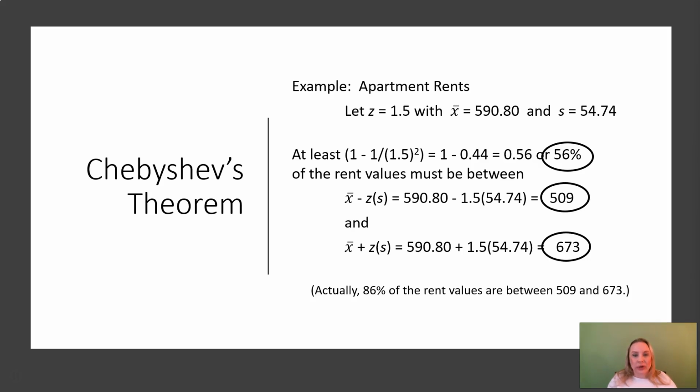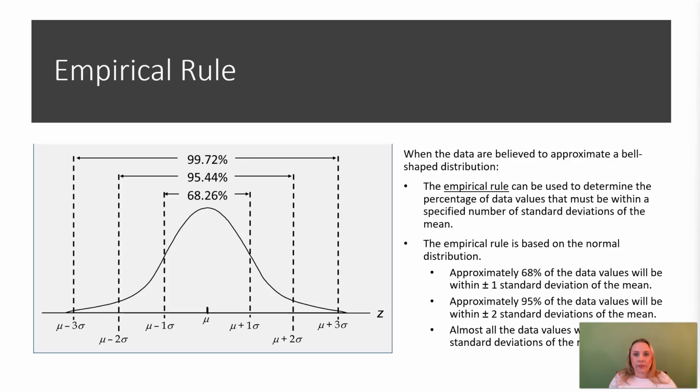In actuality, if we look at this data set, 86% of our rent values are in that range. So we're not in violation of Chebyshev's theorem because at least 56% must hit that range.